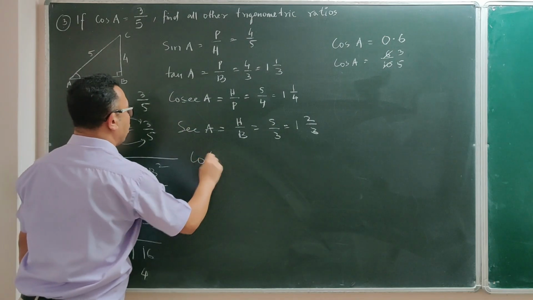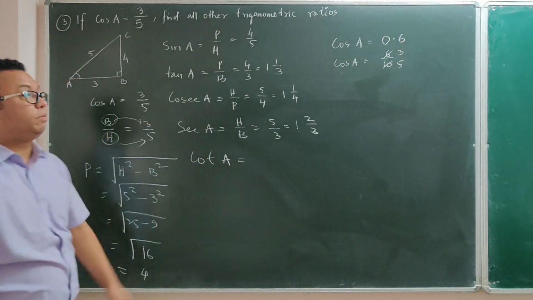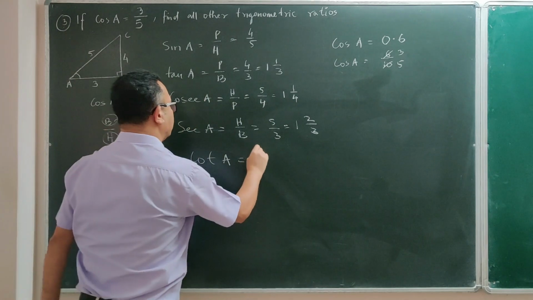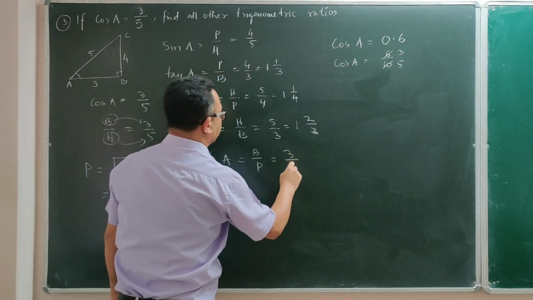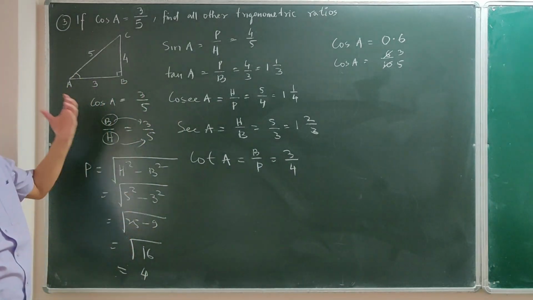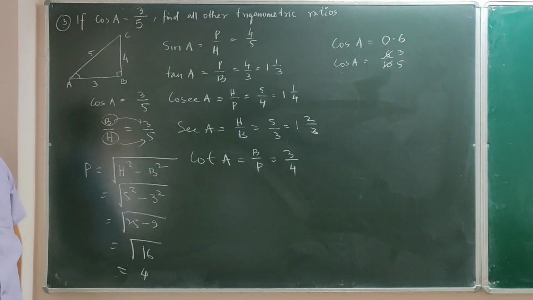One more term. We have cot A. Cot is the reciprocal of tan. Tan is P by B. This becomes B by P. And since the angle of reference is the same, tan is 4 by 3, so this becomes 3 by 4. This is the third type of question.